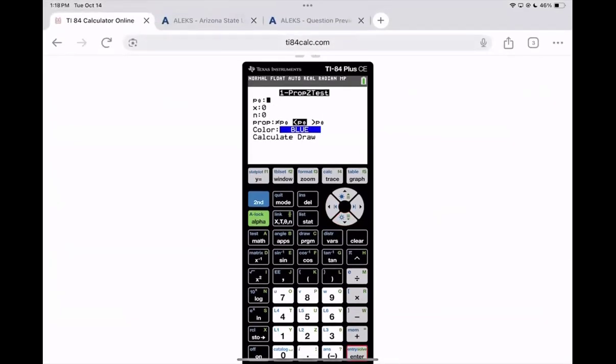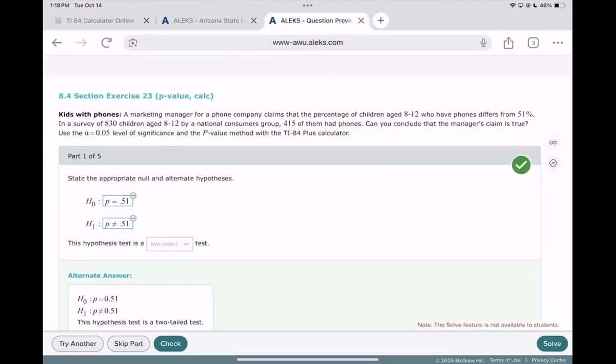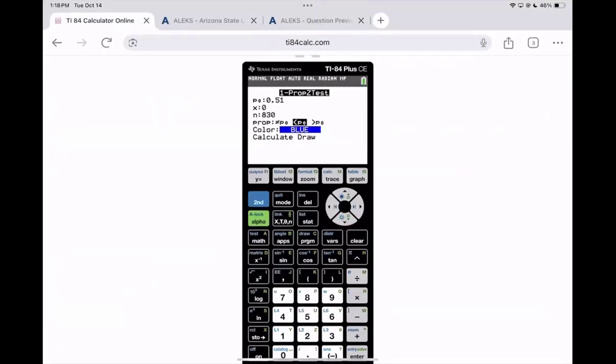All right, what are we assuming? What's the null hypothesis for the proportion? It's 0.51. All right, now when we went out and surveyed some kids, we surveyed 830 of them. That's our sample size. 415 of them had phones. So 415 is what the calculator calls X. What you need to know is that X divided by N is the sample proportion.